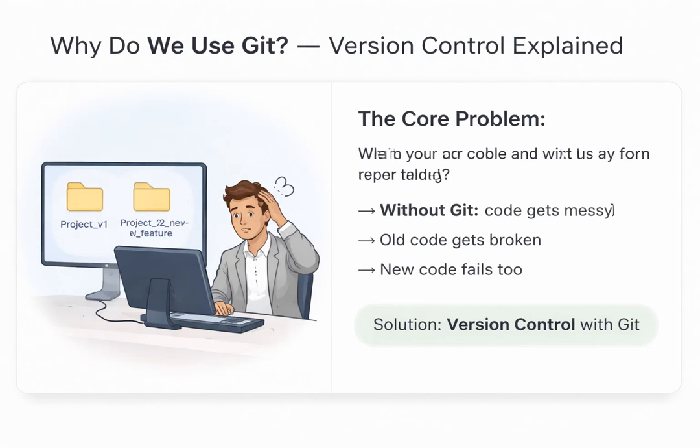So let's talk about why we actually use Git in the first place. The instructor here asks the students, why do we need Git? And the answer that comes back is version control. But what does that really mean in practice? Let's think through a story to make this concrete.